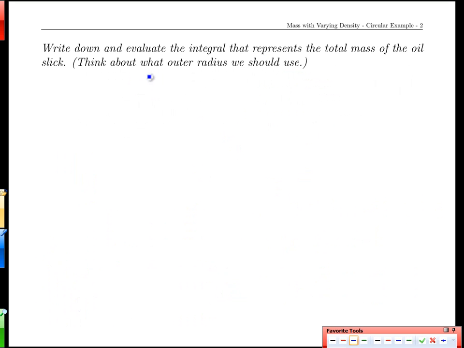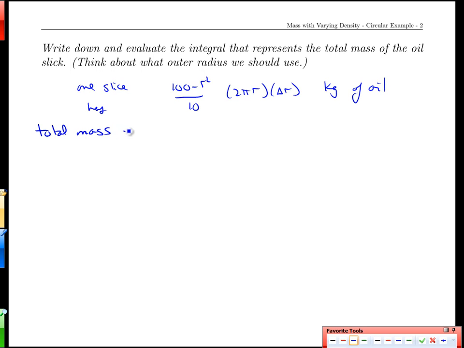All right, so if one slice has (100 minus R squared over 10) times 2 pi R times delta R kilograms of oil, then the total mass will equal the integral of exactly that. We'll add up all those slices, and that will give us the integral of (100 minus R squared over 10) times 2 pi R dR. And the last thing is our limits of integration.